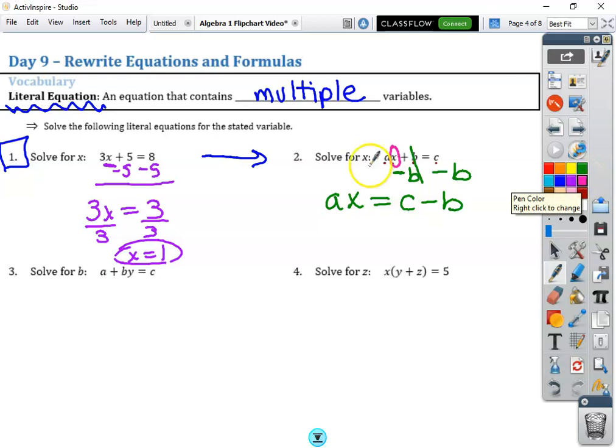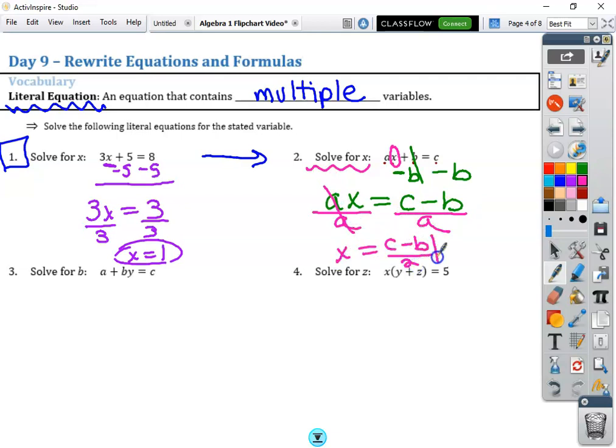Now, again, remember what our focus is. It's to solve for x. Everything else moves by isolating and using the inverse operation, that opposite operation. Okay, so I have a times x. So what is the inverse of multiplying? It's dividing. And here we go. So I have x equals c minus b over a. There we go. And now I've completed it.